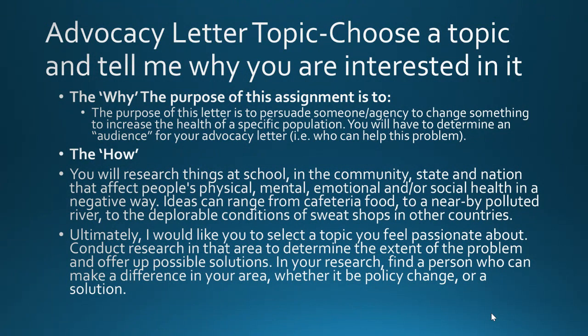What you need to do is research health indicators either at a school, in the community, statewide, region-wide, or nationwide, and choose one topic that you are interested in. Ideas that I have provided for you can be cafeteria food, maybe there's a polluted river, air quality, sweatshops in other countries, but choose one specific topic that you are interested in. And for this week, you are just going to write down the topic you are interested in and tell me why you are interested in it.